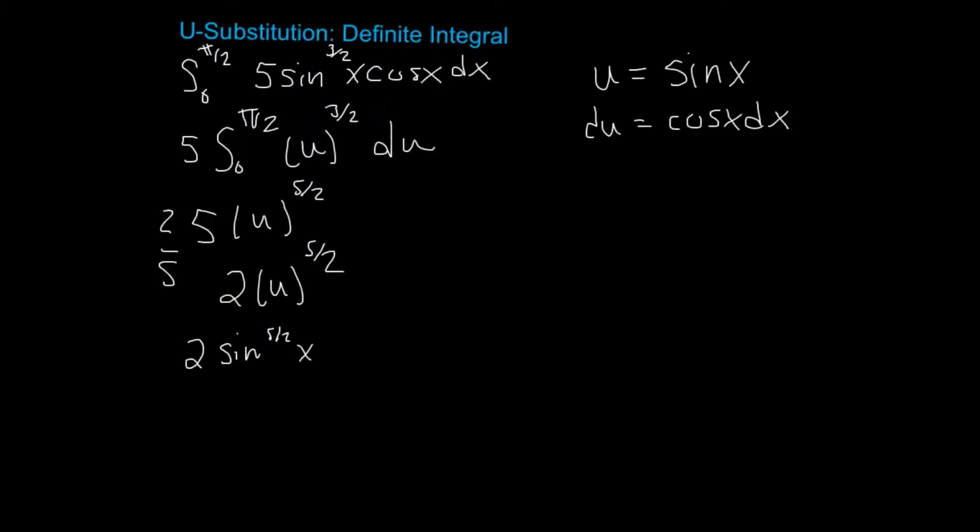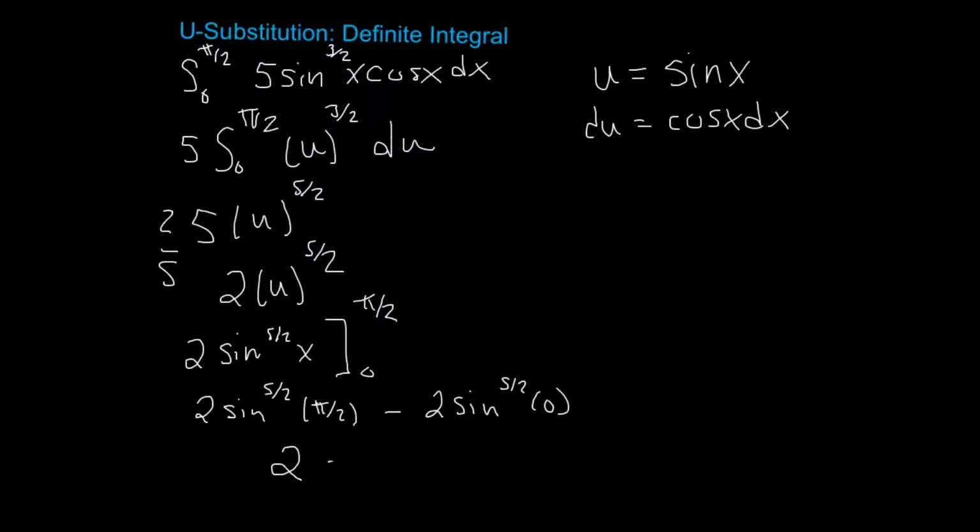And now we want to evaluate our definite integral. So we are evaluating it from 0 to pi over 2. Now this is just like evaluating any other definite integral. So you're going to plug in these values for x in your function. So that gives us 2 sine to the 5/2 of pi over 2, which when you evaluate it is going to be equal to 2, minus 2 times the sine to the 5/2 of 0, which is going to be 0 when you evaluate it. So 2 minus 0 is 2. So that is the answer to this definite integral.